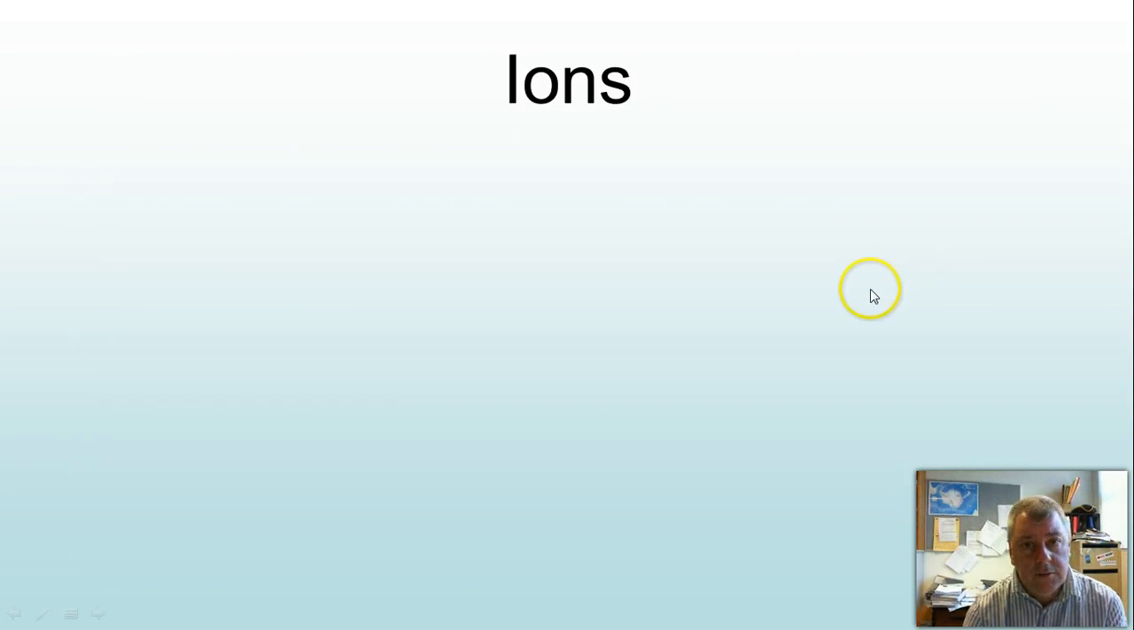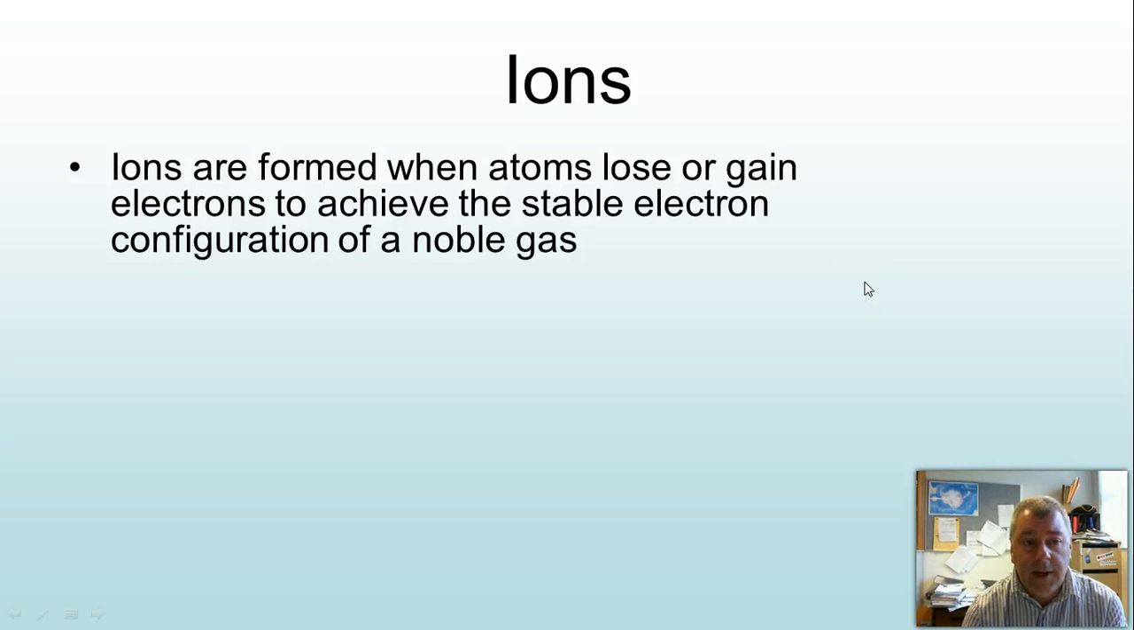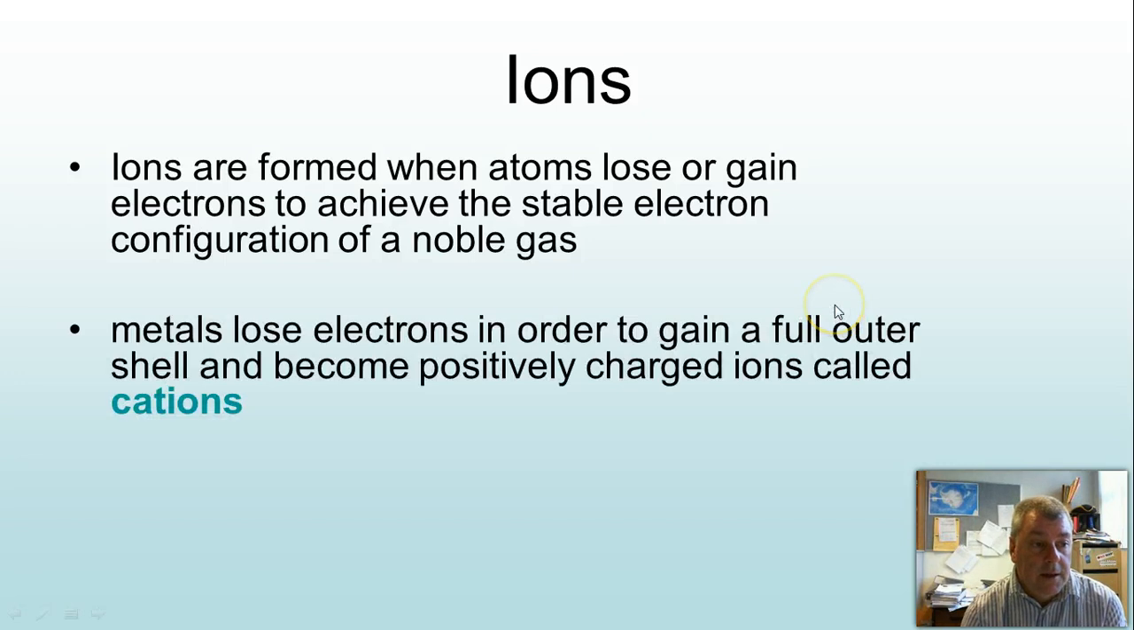So what are ions? We've mentioned this before, but let's just do a quick recap. Ions are formed when atoms lose or gain electrons to achieve the stable electron configuration of a noble gas. Remembering the noble gases are the group 8 elements in the periodic table. Metals lose electrons in order to gain a full outer shell and become positively charged ions.